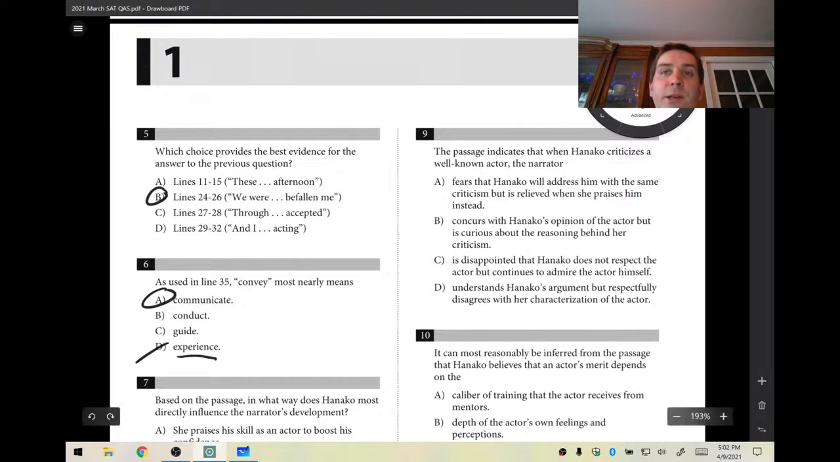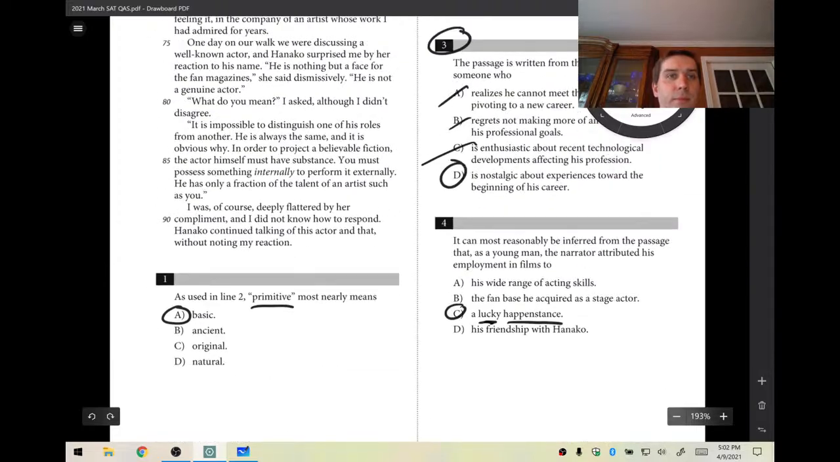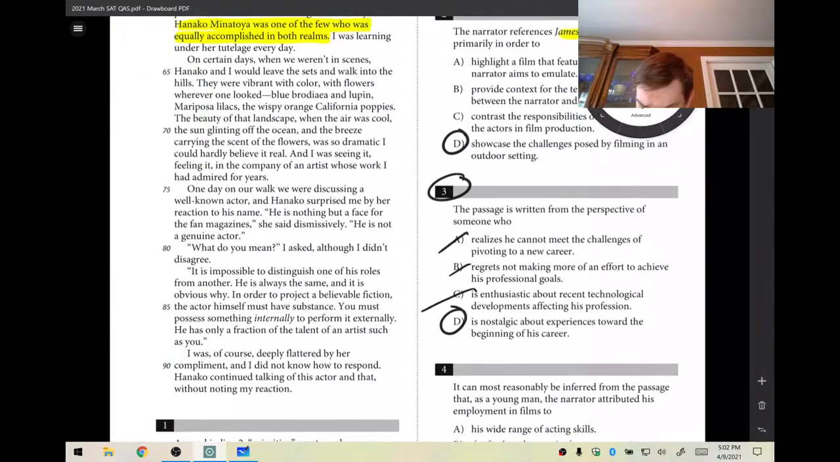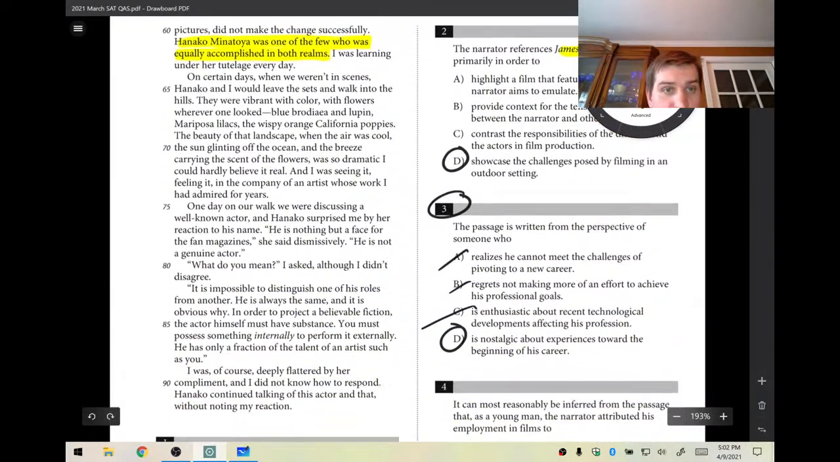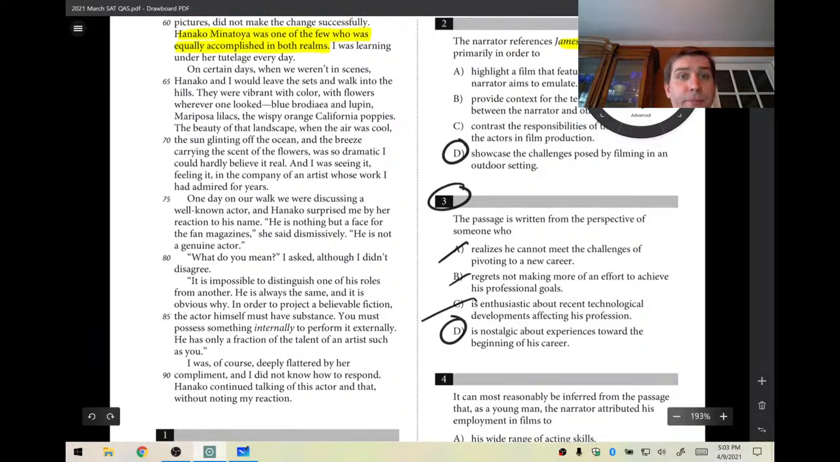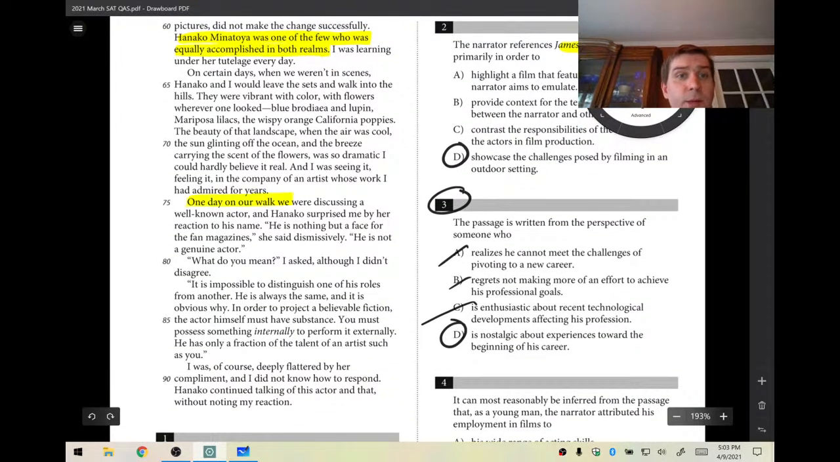I'm going to read this bit because it is interesting. I'm going to try to find this part where it's towards the end, right here. This paragraph right here. Just going to read from this paragraph. One day in our walk, we were discussing a well-known actor, and Hanako surprised me by her reaction to his name. "He is nothing but a face for the fan magazine," she said dismissively. "He is not a genuine actor."